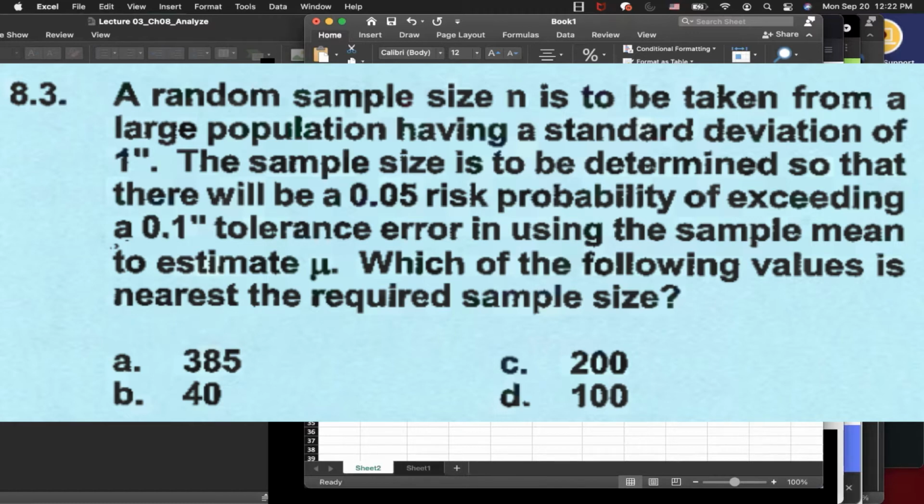So this one requires you to use the sample size formula. I don't know if you have it. You know how to calculate the sample size? That is n equals z squared times sigma squared over e squared. Do we have that?